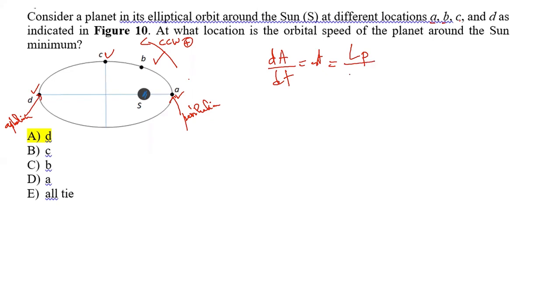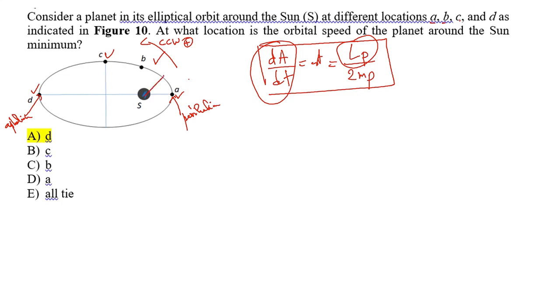The angular momentum of the planet is the same. We demonstrated in class that dA over dt is just the angular momentum of the planet divided by 2 times the mass of the planet. So if I have conservation of angular momentum, then I have conservation of the area I sweep per unit time, dA over dt, where A is the area swept by the line that joins the planet and the sun. That area swept per unit time is constant because of conservation of angular momentum.